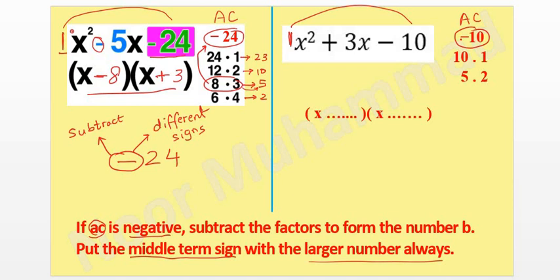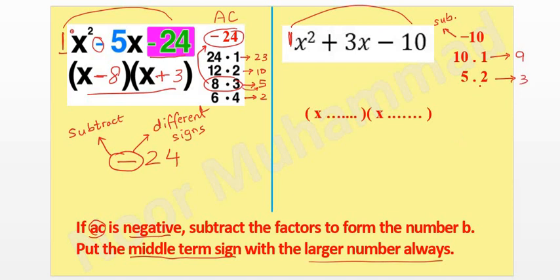Now according to this negative sign, what do I have to do? I have to subtract my factors, right? I will write it in a short form. So I have to subtract them. So let's start subtracting them. 10 minus 1 will be 9 and 5 minus 2 will be 3.